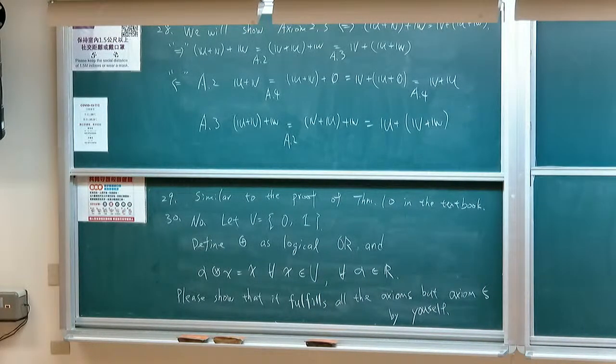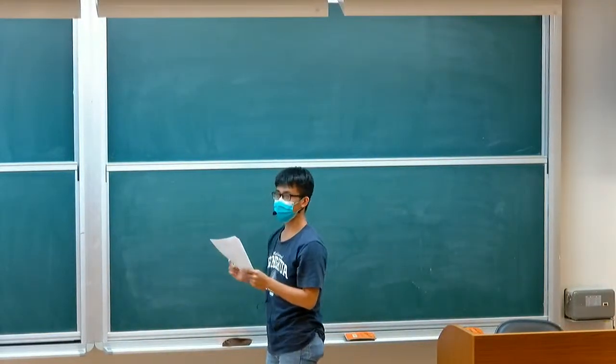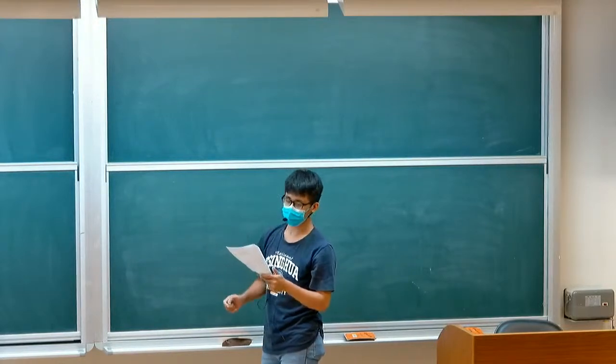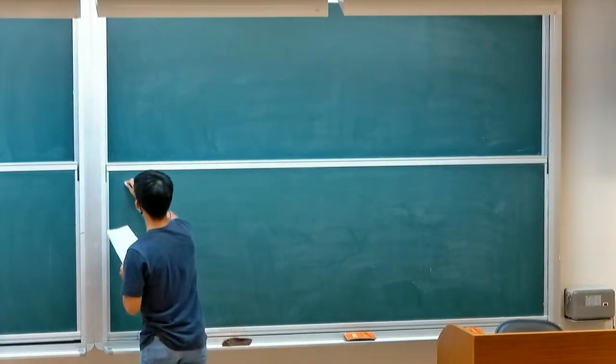Now for exercises 31, 32, and 35, you need to check all the axioms of a vector space to make sure they are vector spaces. It's not difficult, so we will leave them to you.